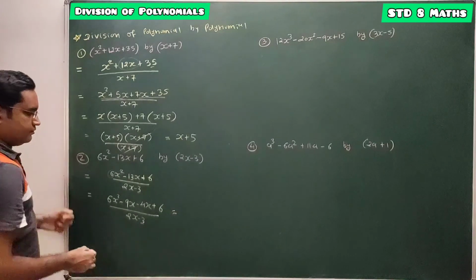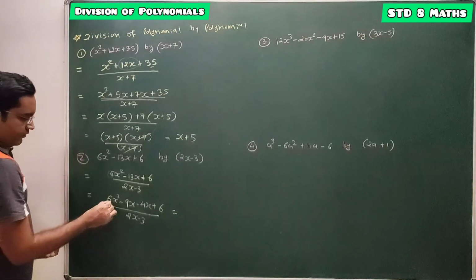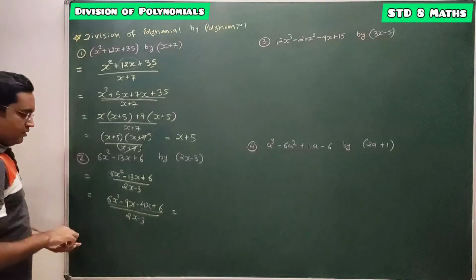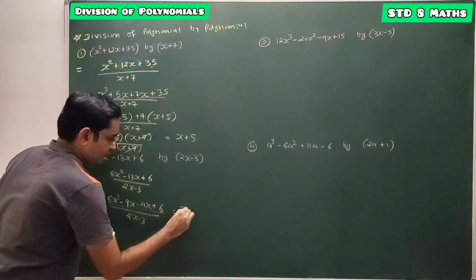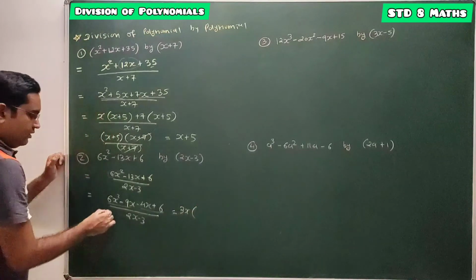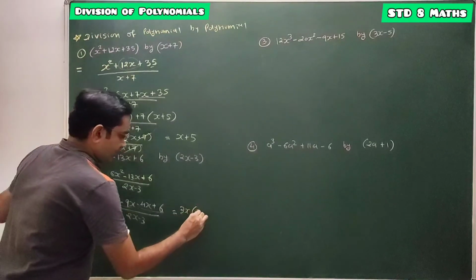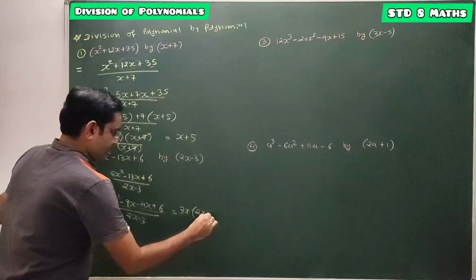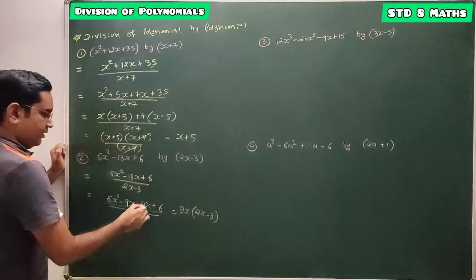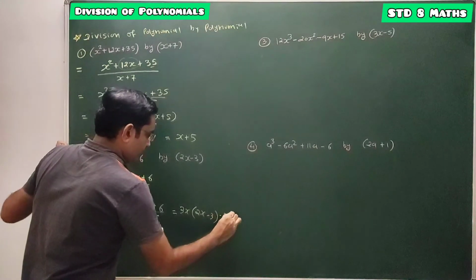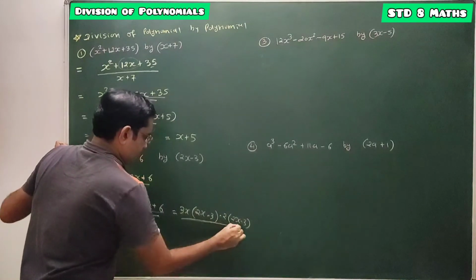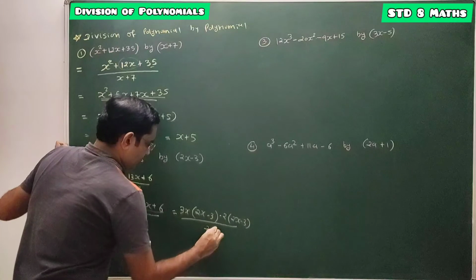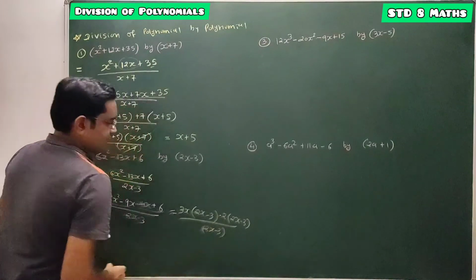This is equal to, now first two terms, last two terms. From these first two terms we can take 3x as common. 3 twos are 6, so remaining terms are 2x minus 3. Here we can take minus 2 common. So it's 2x minus 3, divided by 2x minus 3.